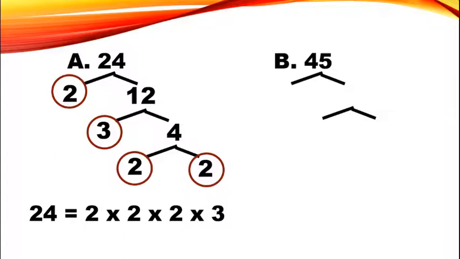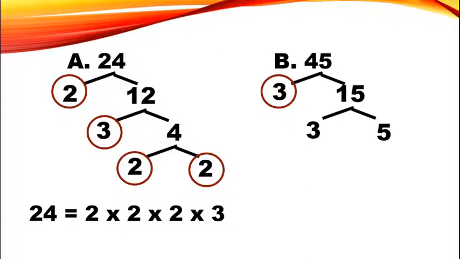How about in letter B? Think of a number that we can multiply to get 45. Think of a factor pair that we can multiply to get 45. Very good. That would be 3 times 15. So we all know that 3 is a prime number, so we'll encircle it. How about 15? It is composite, so we need to find another factor pair that we can multiply to get 15. That would be 3 times 5.